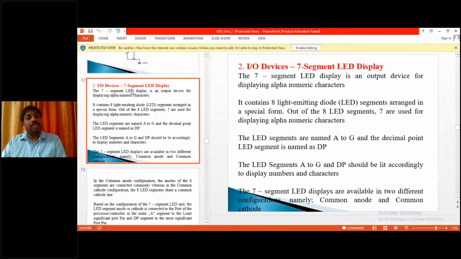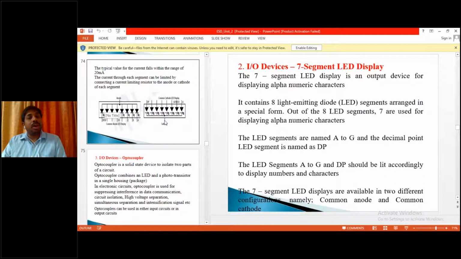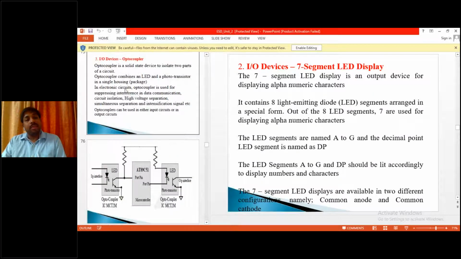Similarly, you can use a 7-segment LED display where you can display alphanumeric characters. It is an output device. So the numbers 0 to 9 or any character can be displayed on 8 light emitting diode segments arranged in a special form where these LED segments are named A to G and the decimal point is named DP, and this configuration is available in two types: common anode and common cathode. If you see the common anode, all the anode pins are tied together. In common cathode, all the cathode pins are tied together. Here the current limit is 20 milliamperes. That is one output device.